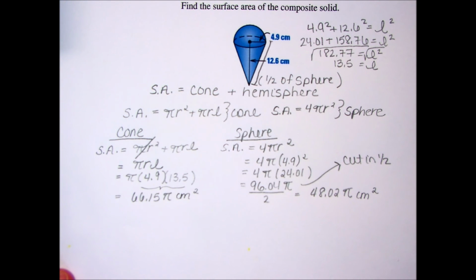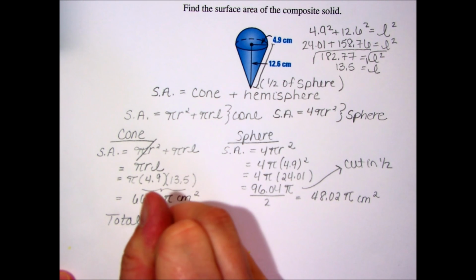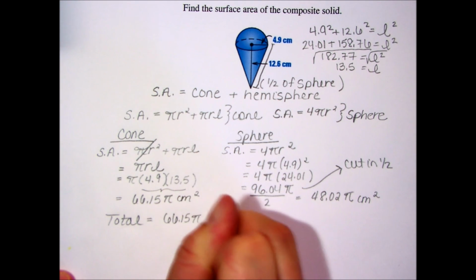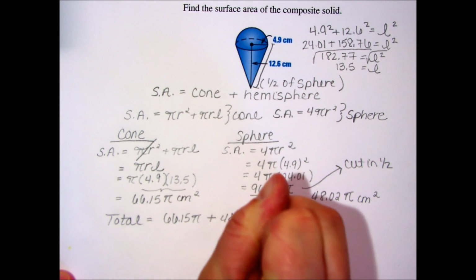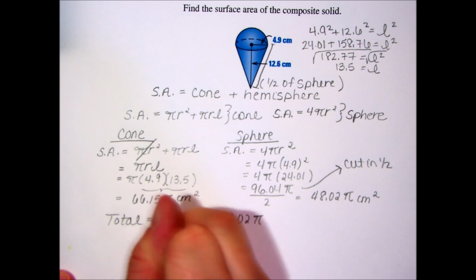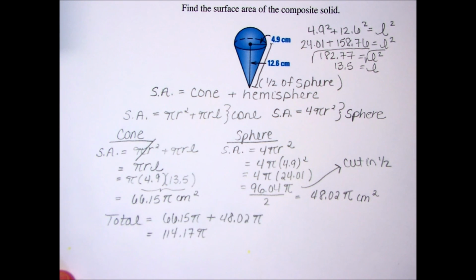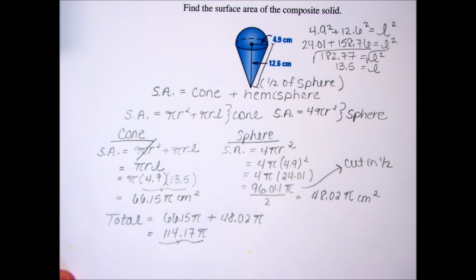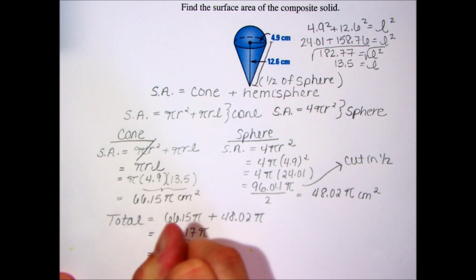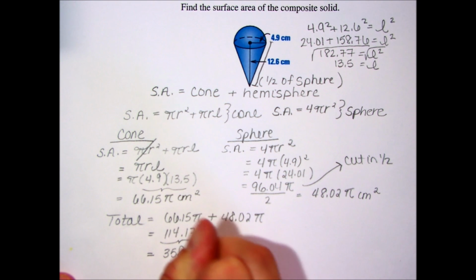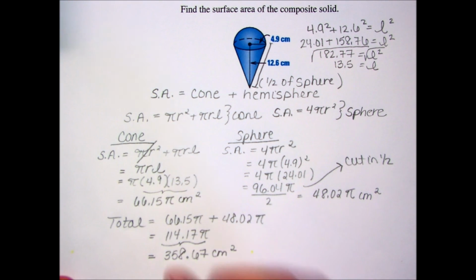So to find our grand total, the surface area of the composite solid, we are going to add up the portion that was the cone and the portion that was the hemisphere. So 66.15 pi plus 48.02 pi. Add up our coefficients, we get 114.17 pi. And then lastly, multiply the pi out to get a final answer of 358.67 centimeters squared. And that is the surface area of the composite solid shown, your final answer.